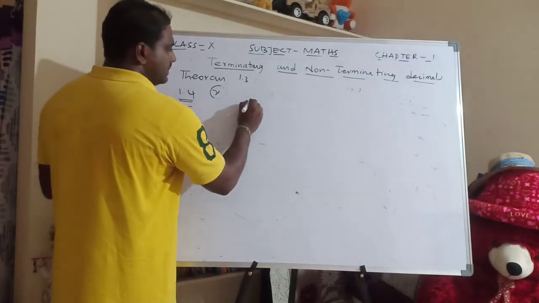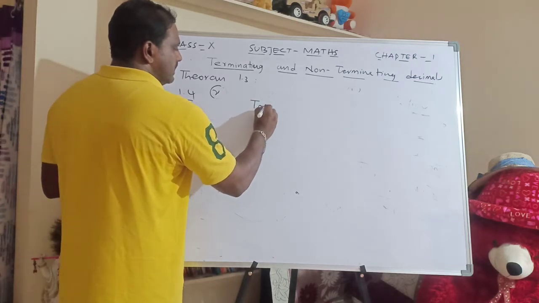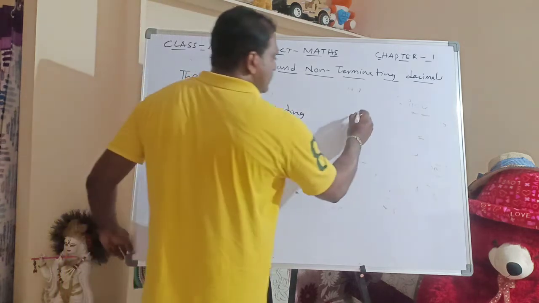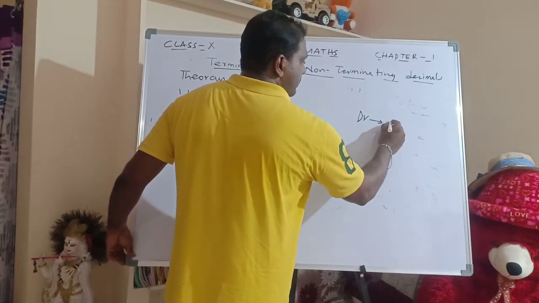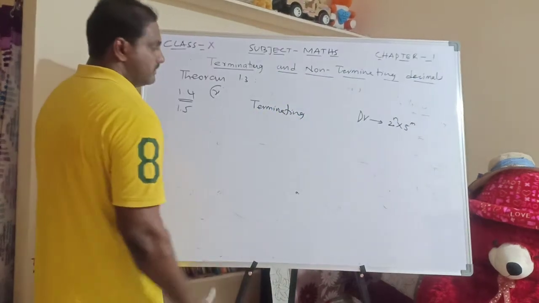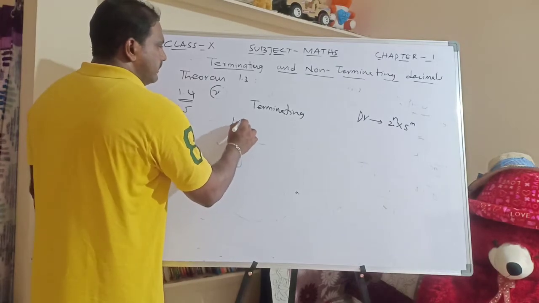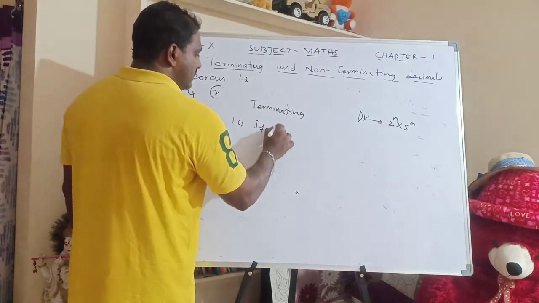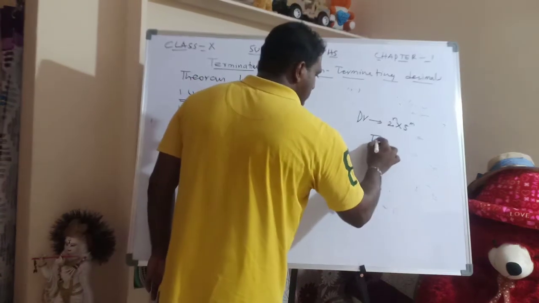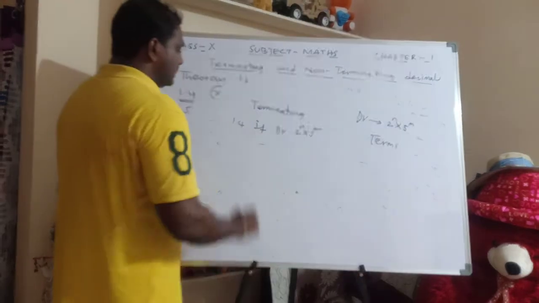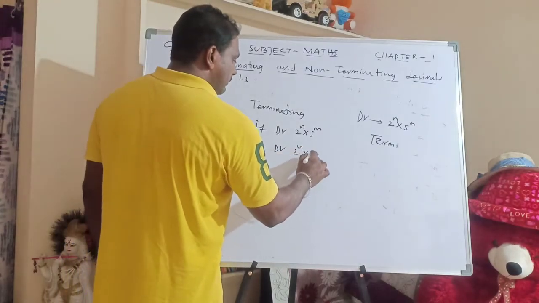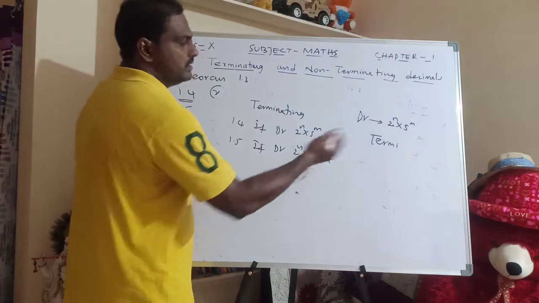Theorem first says T stands for terminating decimal. For a terminating decimal, the denominator can be written as 2 power n into 5 power m. This is theorem point 1. 1.3. 1.4 says the reverse. If the denominator is in the form of 2 power n into 5 power m, it is terminating. And theorem 1.5 says that if the denominator is not in the form of 2 power n into 5 power m, then that is non-terminating.